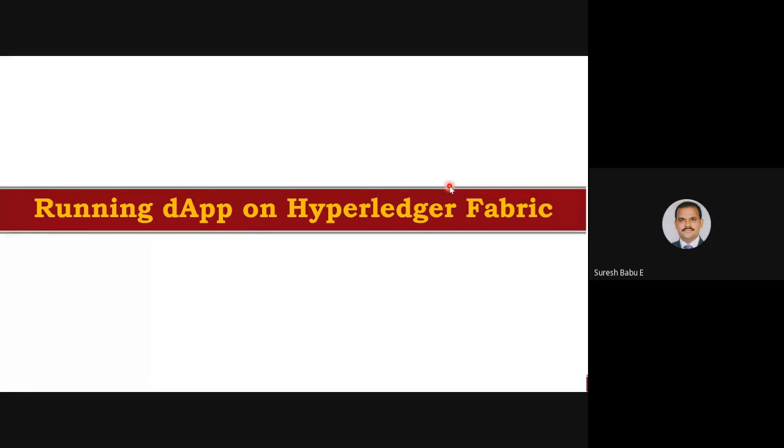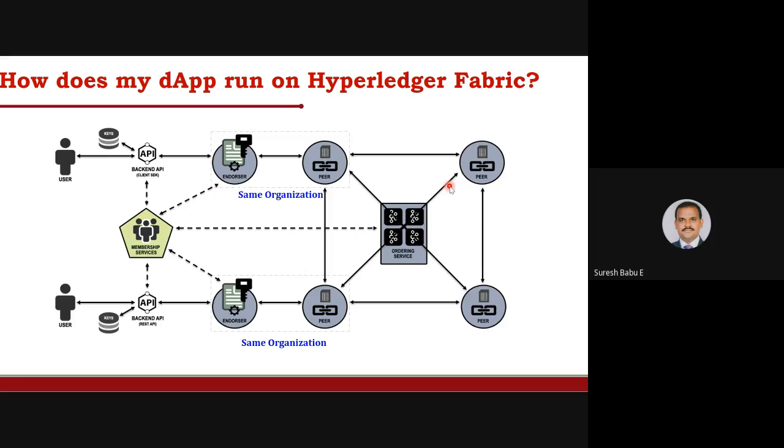Okay. Now how to run the distributed apps on top of the Hyperledger, right? How to run the app on the Hyperledger? Now this is a way where we can have it. This is user A, and this is user A and user B. And we have a backend API or client SDK, and these are the APIs.